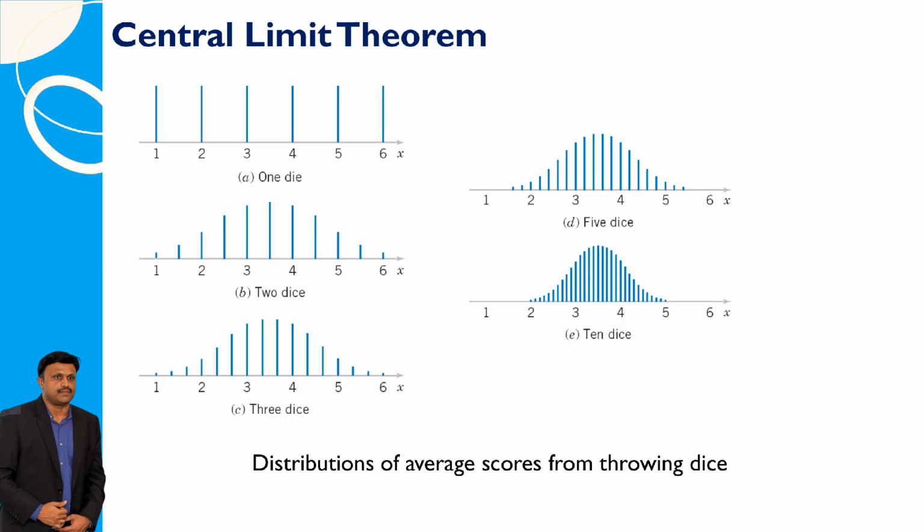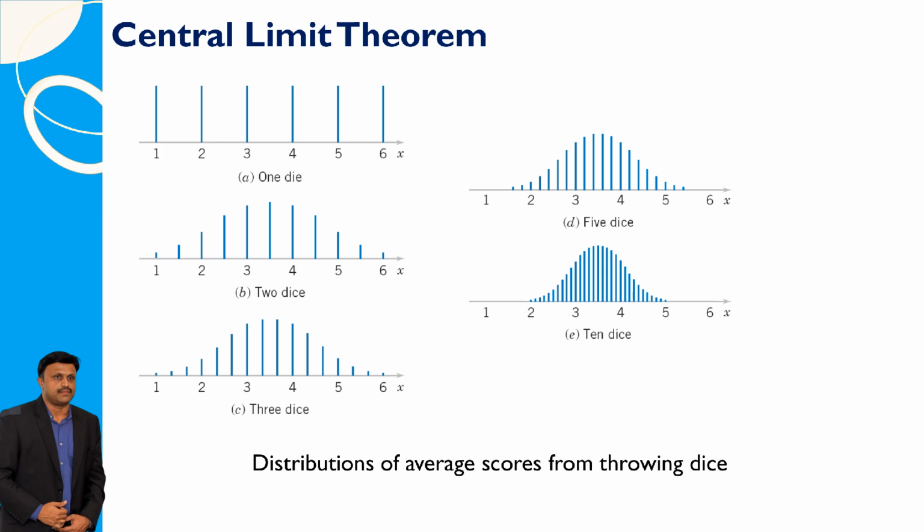The Central Limit Theorem states that the distribution of the average score from multiple dice throws will approximate a normal distribution as the number of throws increases, regardless of the original distribution of individual dice scores. For example, if you roll a die many times and calculate the average score for each set of rolls, the distribution of these average scores will tend to form a bell-shaped curve, a normal distribution, as the number of rolls per set becomes large.